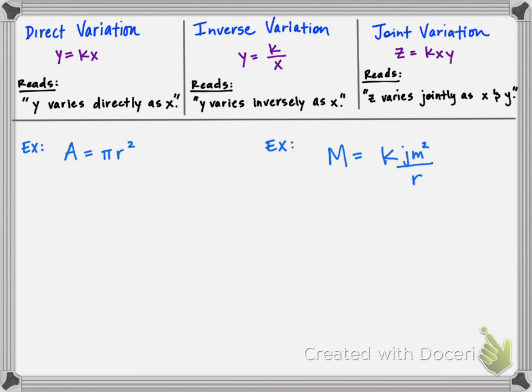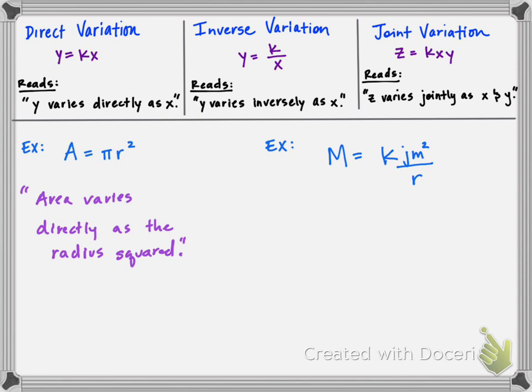So let's think about it. Let's look at the area equation. You have area is equal to pi times r squared, right? So how would we read this? Well, let's say the area varies directly as the radius squared. Notice you have to include that the radius was squared because that's part of this equation. So you have to describe every part.